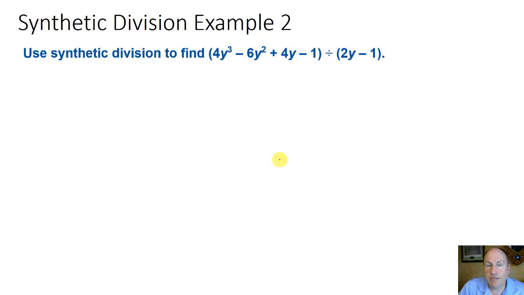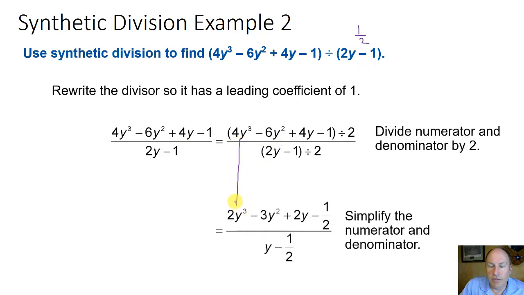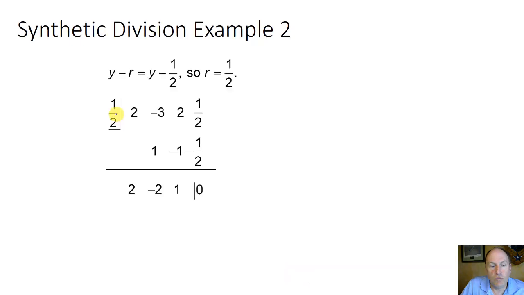Let's look at a more complicated synthetic division problem where it's a binomial, but a little bit more complicated. But for synthetic division to work, we want this divisor to have a leading coefficient of 1. So we've got to divide everything by 2. And when we do that, we get 2y to the third minus 3y squared plus 2y minus 1/2. Okay, and then the denominator becomes y minus 1/2. So now r equals 1/2. We're going to go ahead and write this out with our coefficients.